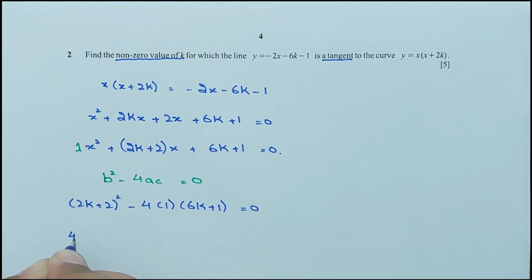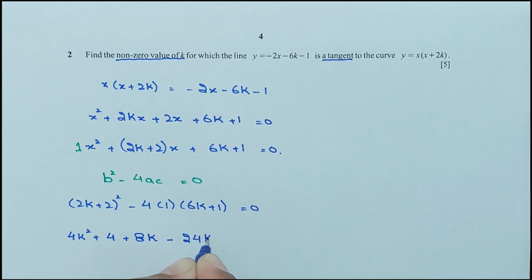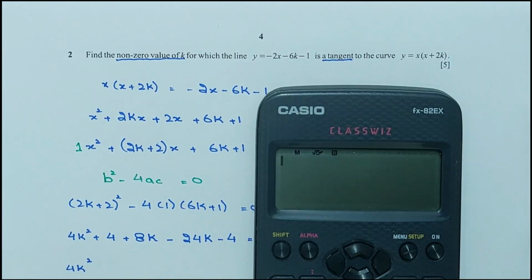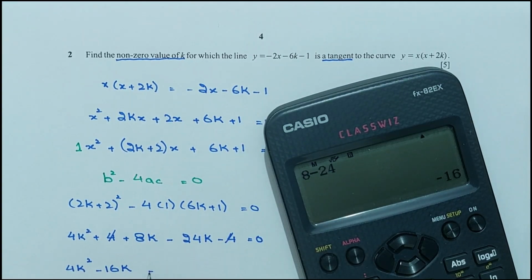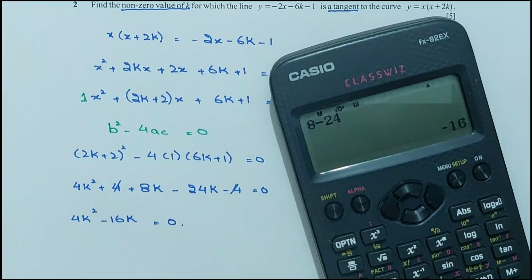Now we have 4k squared plus 4 plus 2 times 2 times 2, which is 8k, minus 4 times 6, which is 24k, and negative 4, equal to 0. Now 4k squared, and from 24 take away 8, right? 8 minus 24 is negative 16k, and plus 4 and minus 4, this is equal to 0, right?